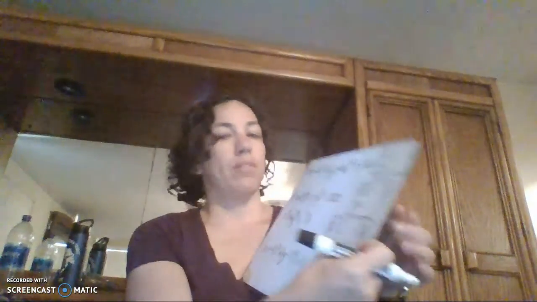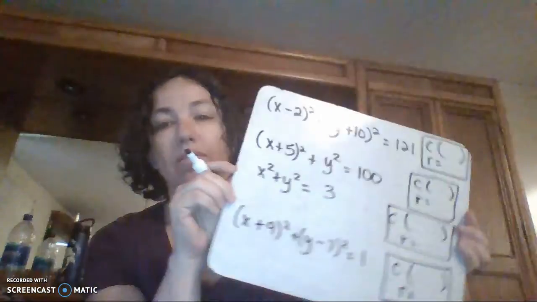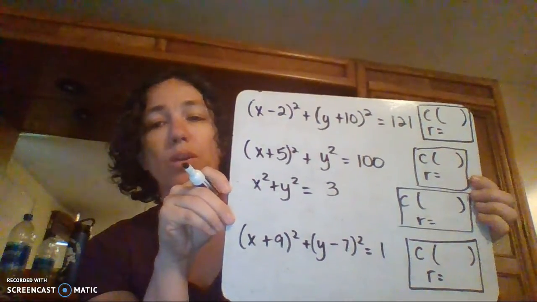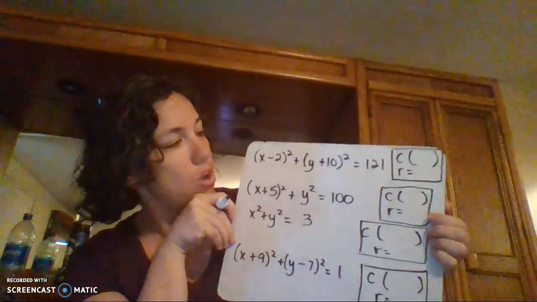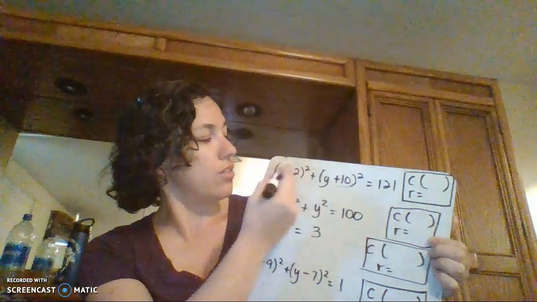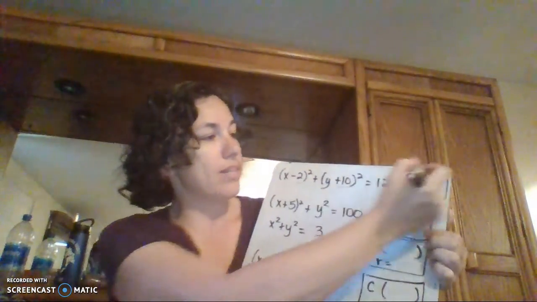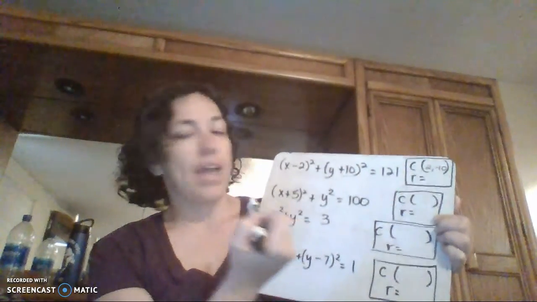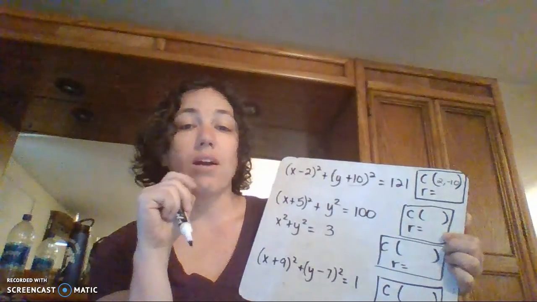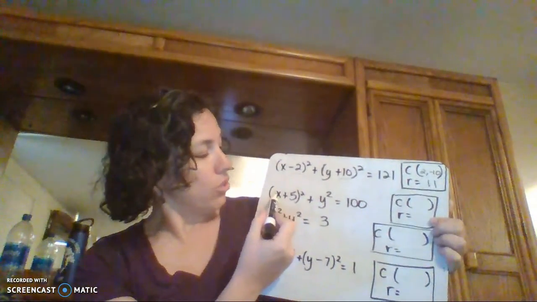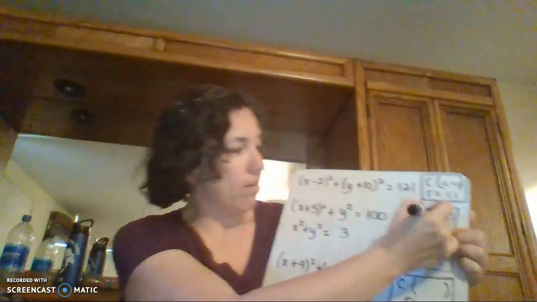Let's take that and work it backwards. Let's say I'm given the equations, and I want to look at the equation and tell what the center and the radius is. One thing you have to remember is that you're doing the opposite signs here. So this isn't going to be -2, 10, it's going to be (2, -10). And my radius has to be the square root of 121, which would be 11. Okay, so let's try this one. This would be -5.